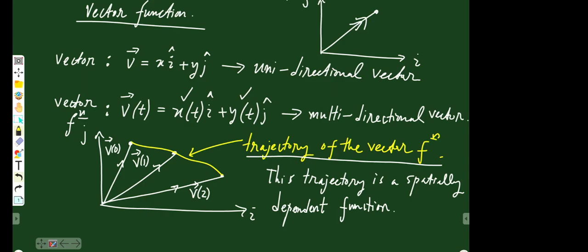This trajectory is a spatially dependent function. Spatially dependent function means that it should be a function of x, y, z, right? X, y, z. So that's all about the vector function.